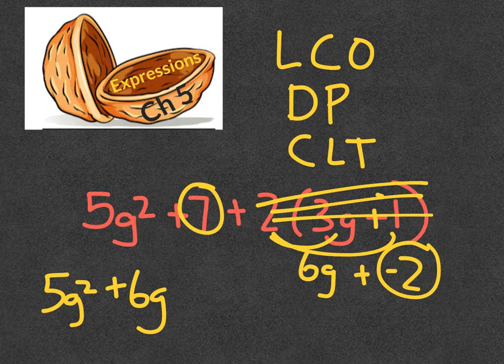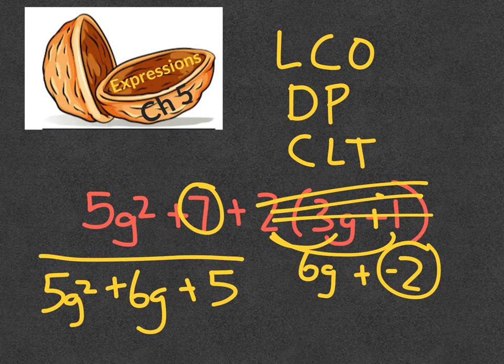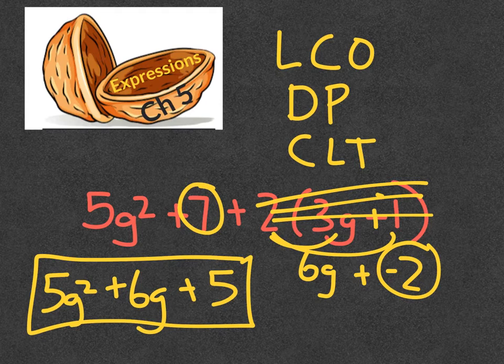7 plus negative 2 is 5. This time, when I'm done, I have 3 terms. Here's my constant term, 5. My variables are this g and this g squared. That 5 is a coefficient, that 6 is a coefficient, and you're not able to solve it at this point.